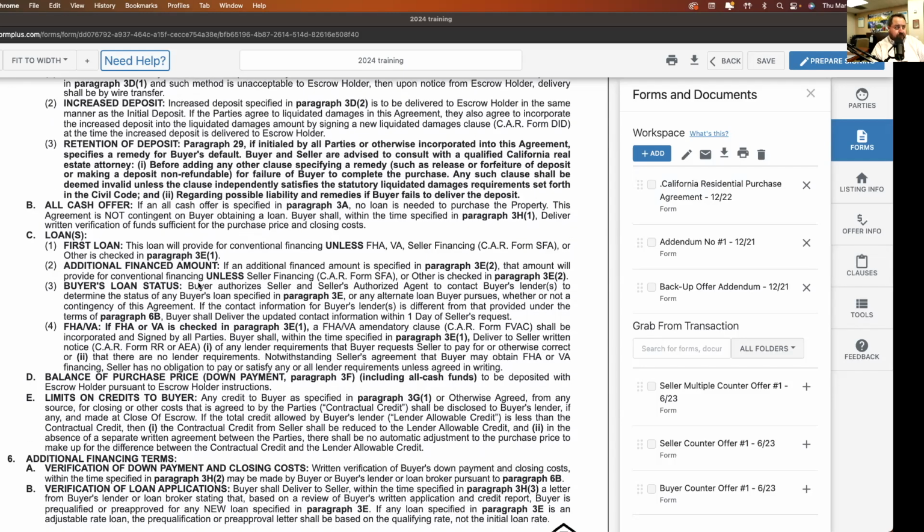Okay, all cash offer. If an all-cash offer is specified in 3A, no loan is needed to purchase a property. This agreement is not contingent on buyer obtaining a loan. Buyer shall, within the time specified in paragraph 3H1, deliver written verification of funds sufficient to purchase the purchase price and closing costs. So what that says is, if you check off all cash in that very first paragraph, in 3A, you have no loan contingency. So if your intent is to get hard money financing and for some reason the conditions are too hard to meet for that hard money loan, you don't have a loan contingency to protect you.